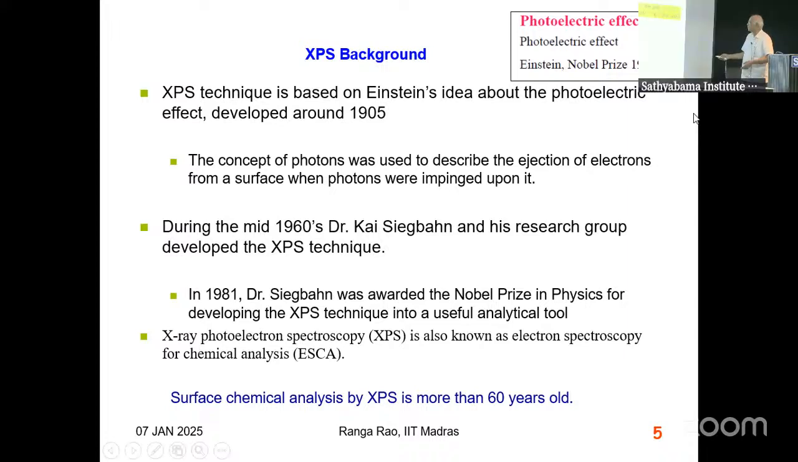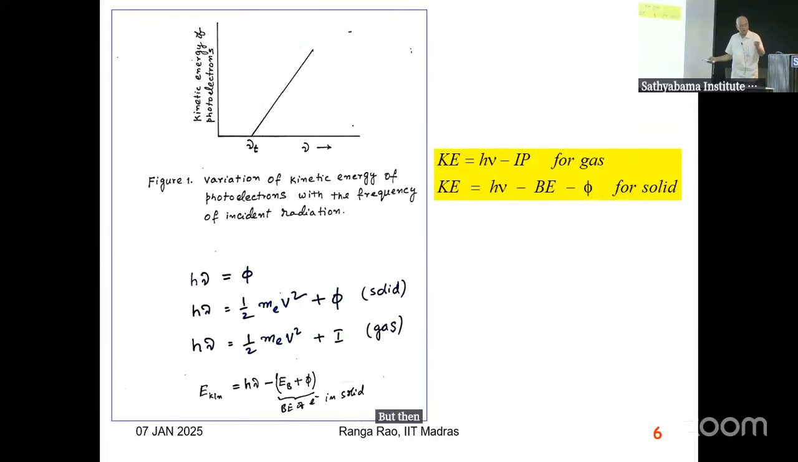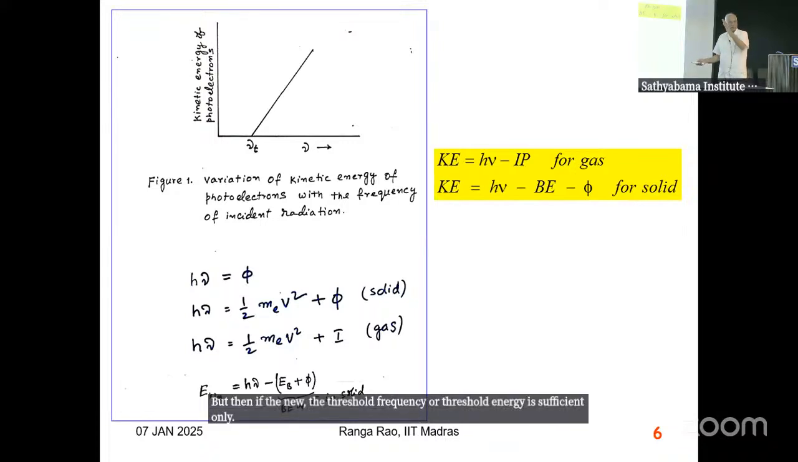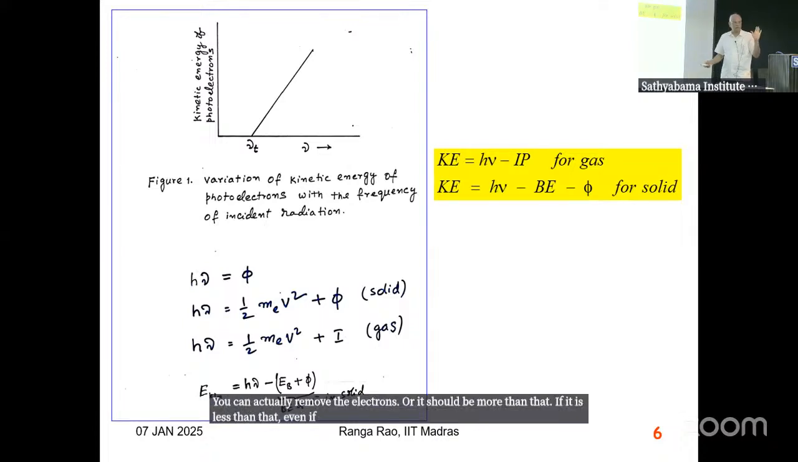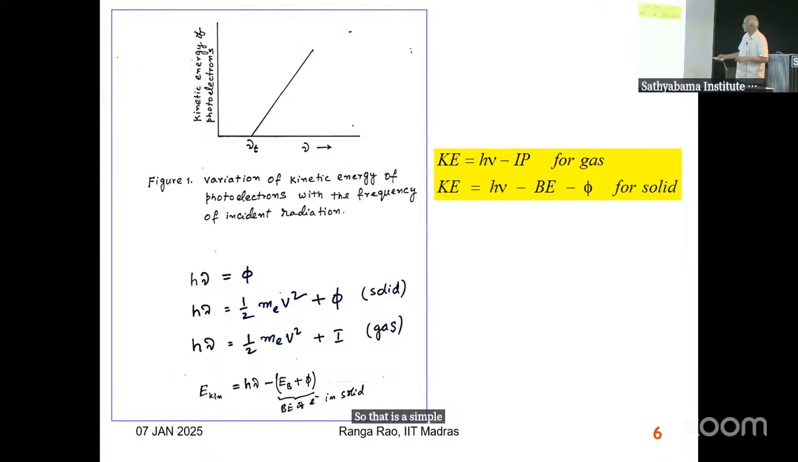Light of a certain frequency impinges on a metallic surface, for example cesium, and then you start seeing electrons coming out from it, with certain kinetic energy. But if the threshold frequency or threshold energy is sufficient, only then can you remove the electrons, or it should be more than that. If it is less than that, even if it is intense light, it will not give any electrons. So that is a simple figure that I have drawn here.